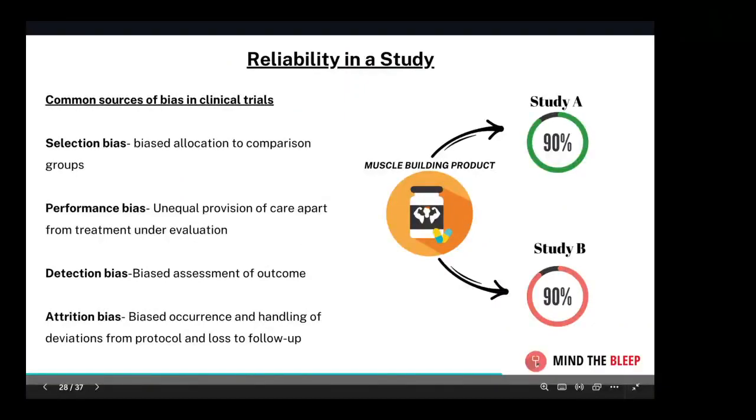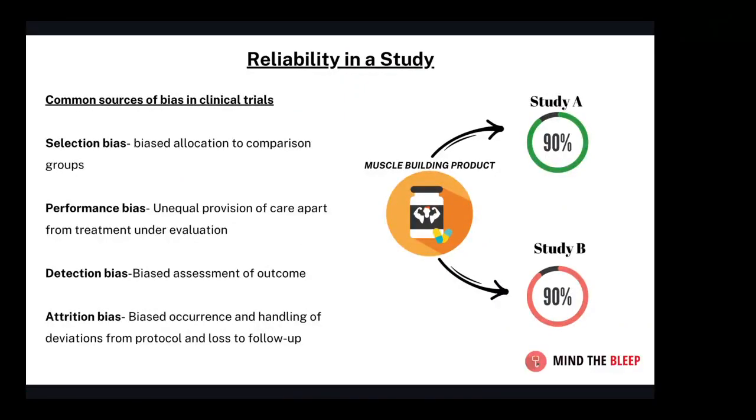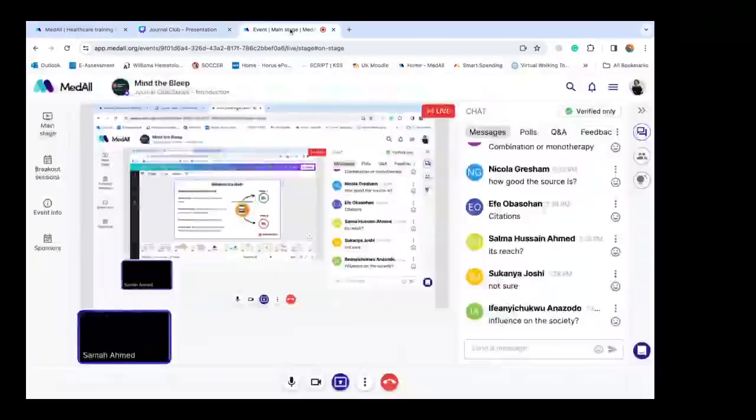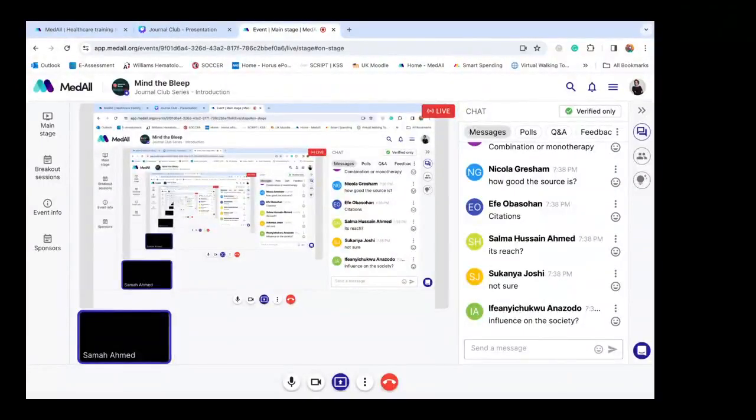So now I'm just going to touch on the reliability in the study, and this is going to focus mostly on the types of biases. So in a perfect world, research would be completely free from bias, but in a real world scenario, researchers have to do all they can to minimize it. Can anyone tell me what I mean when I say bias? What is bias? Can you give any definition as best as you can?